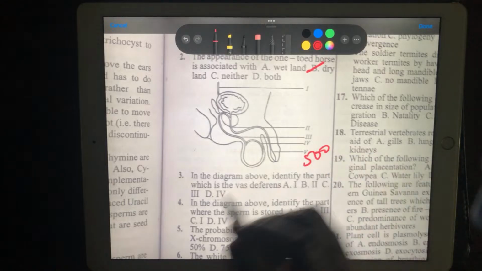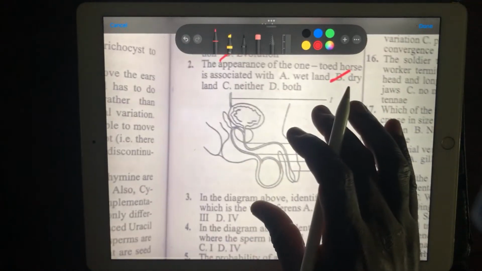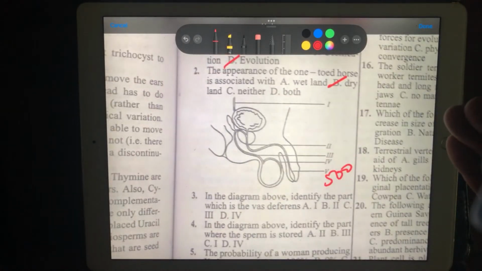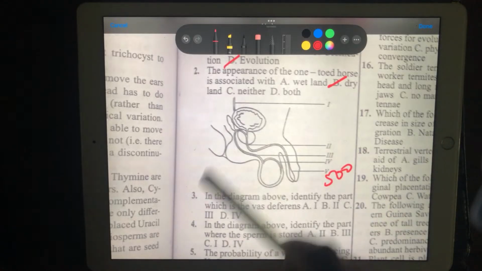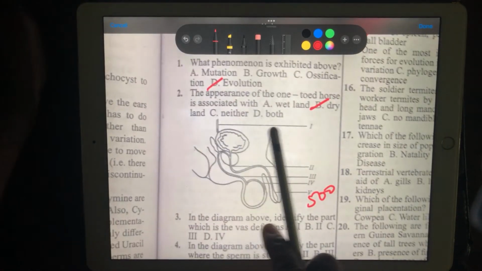All right, so let's move on. They say in the diagram, this is the male reproductive system. So I is showing us urine.